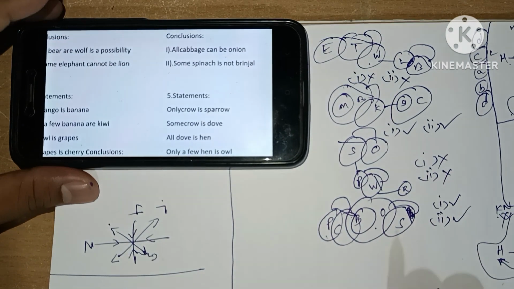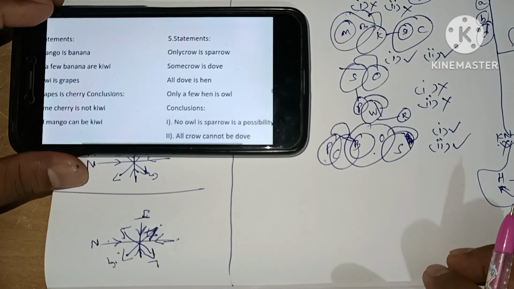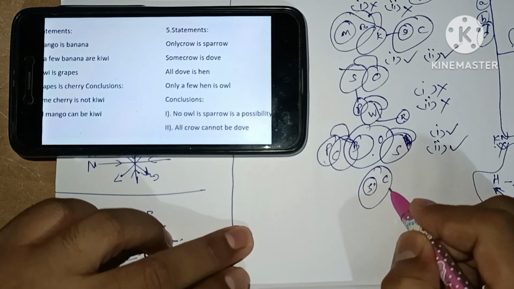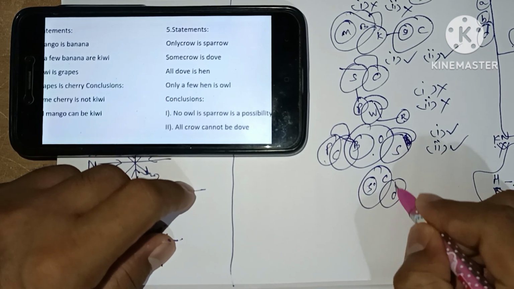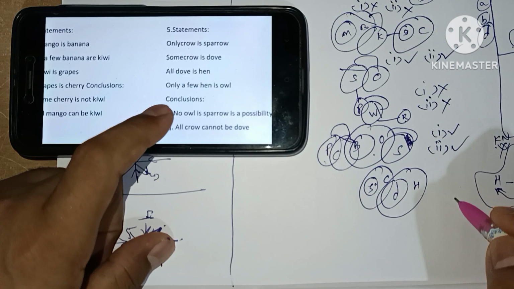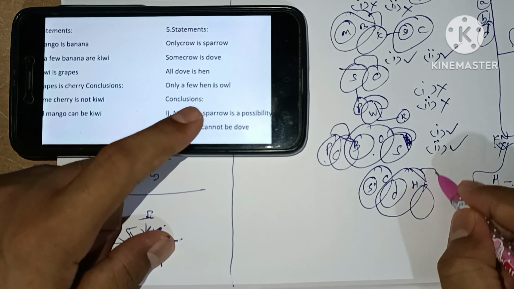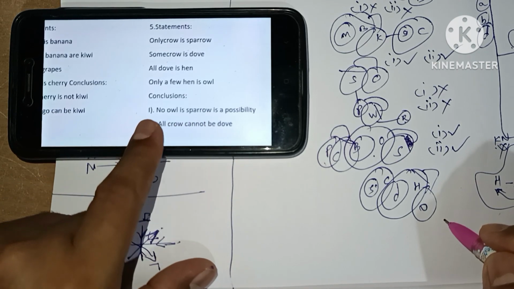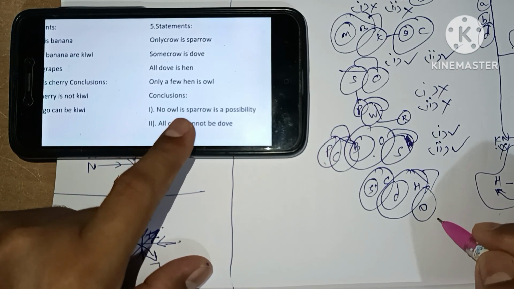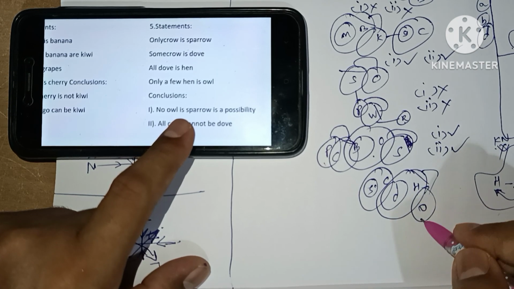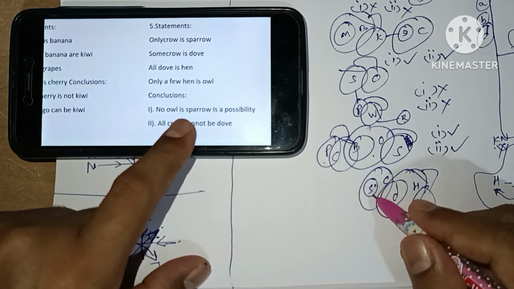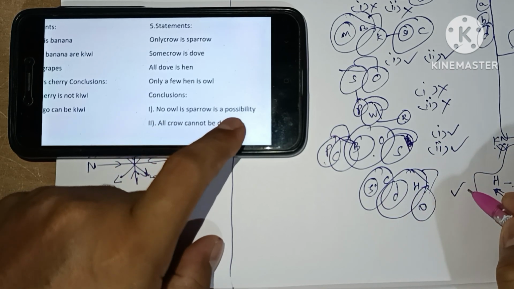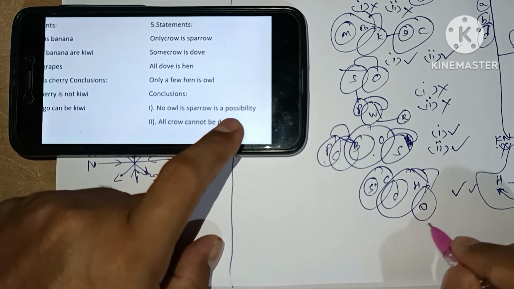Next, fifth question. Only crow is a sparrow. So sparrow is inside a crow and doesn't share with anything. Some crow is dove. All dove is hen. Only a few hen is owl. Let's see conclusions. No owl is a sparrow is a possibility. We see whether some owl can be sparrow. It is not possible. If the some case is not possible, the no case will be true. So the first conclusion will be false.